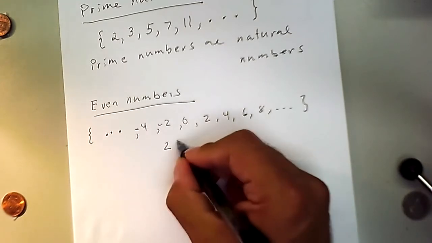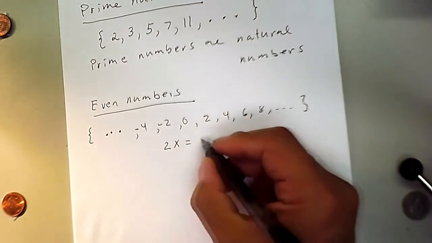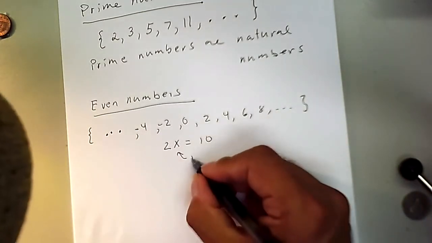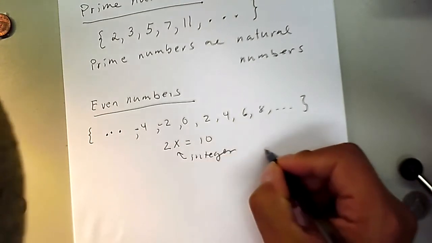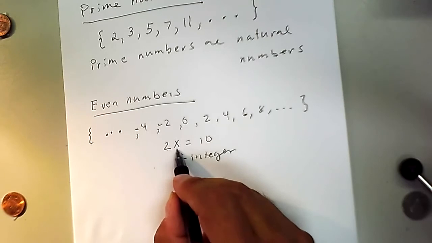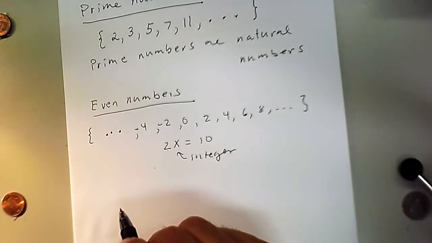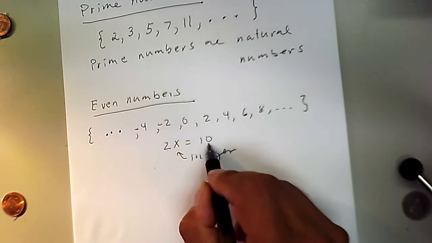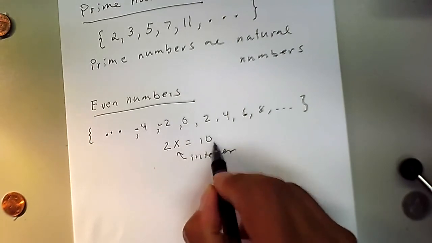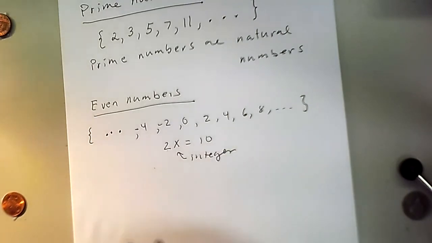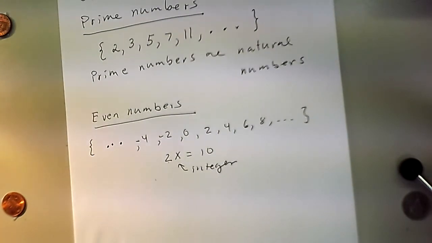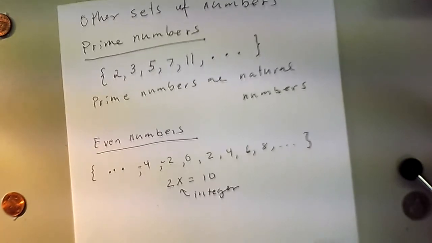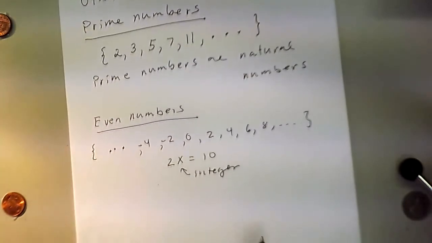So a number is even if 2 times x equals, let's say 10, as long as x is an integer, then we have an even number. So again, 2 times an integer equals 10 means that 10 is an even number. So if a number is 2 times an integer, then that number is even. You see, things can get a little tricky because we have to be able to tell when a number is even and when a number is prime or not prime. Yeah, prime numbers are very important.